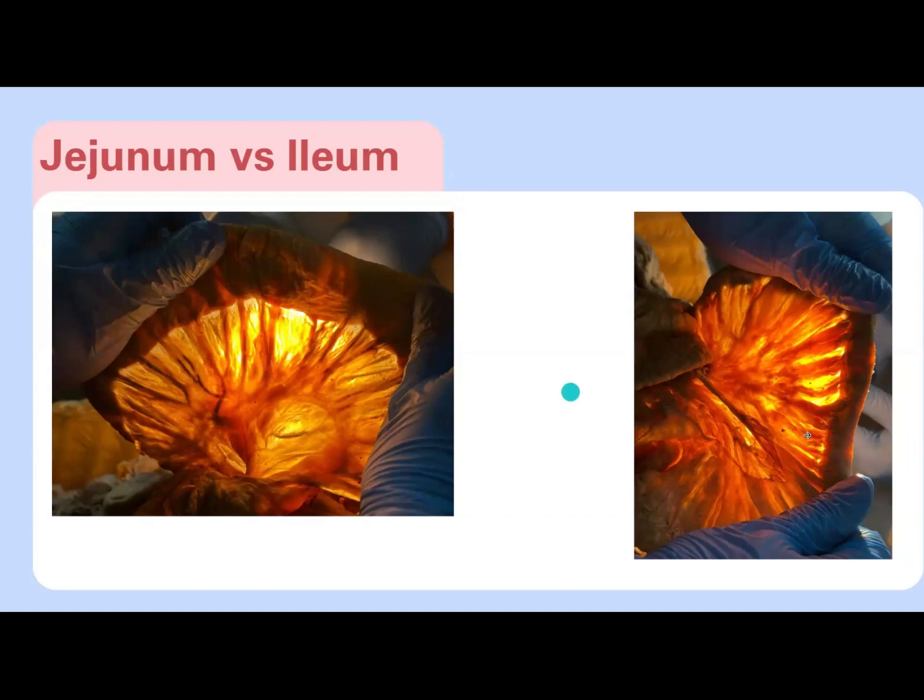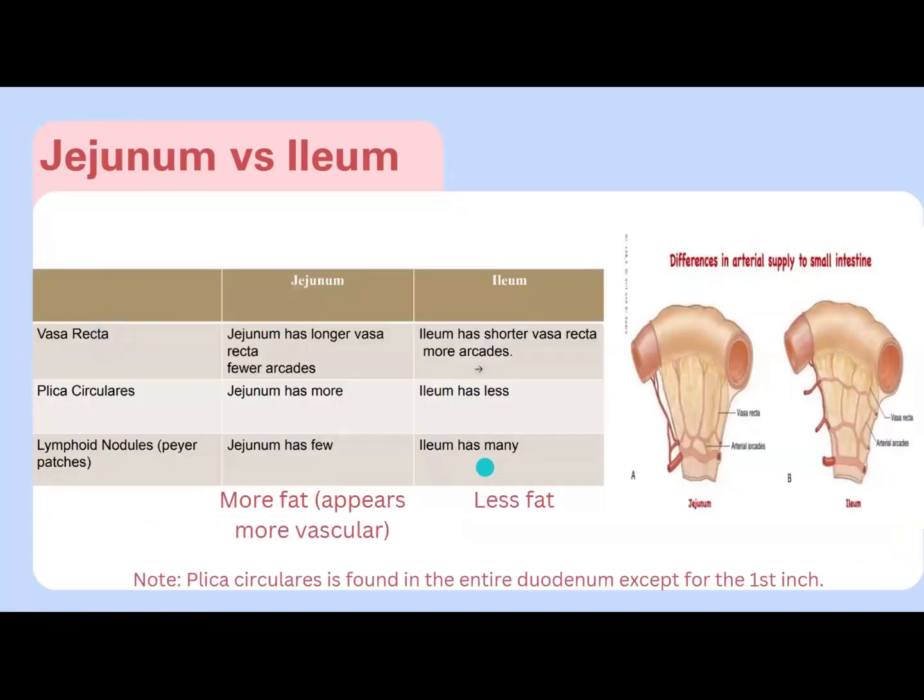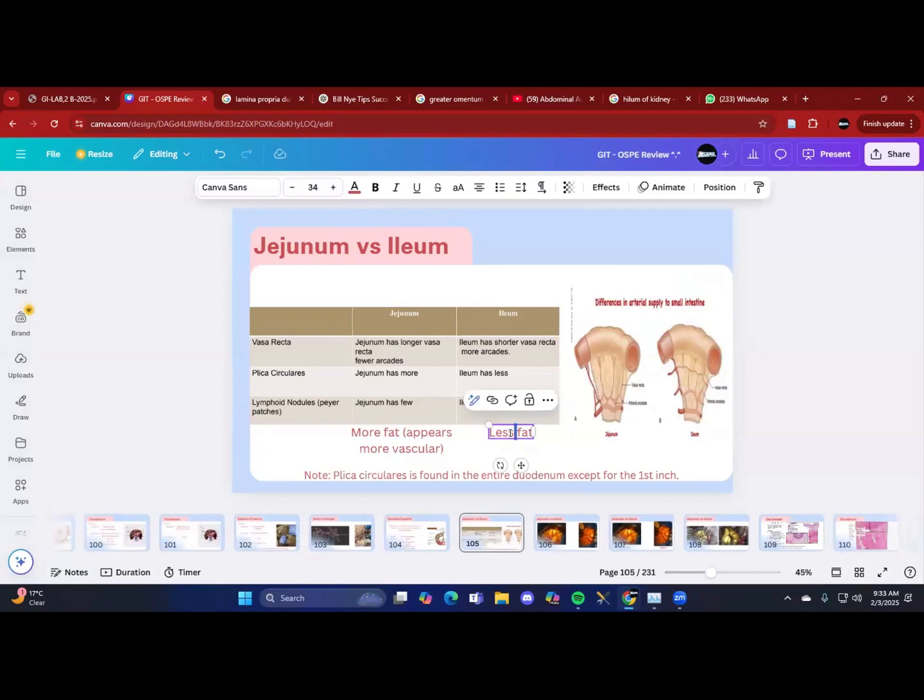The right one is duodenum. Ileum has more fat, not less. The ileum has more fat. Wait, let me double check. Okay, yeah. Sorry guys, there's a mistake. So the ileum has more fat and the duodenum has less fat. I'm going to send you the updated slides after the session. But thank you for pointing it out. So the duodenum has less fat, the ileum has more fat, okay?